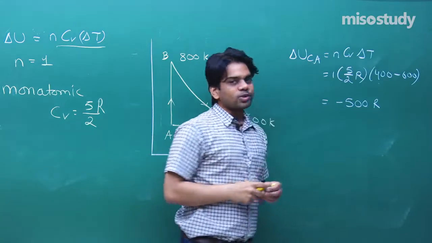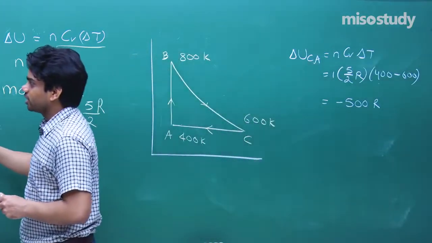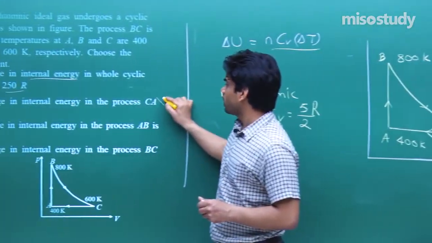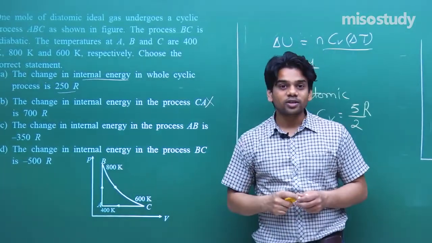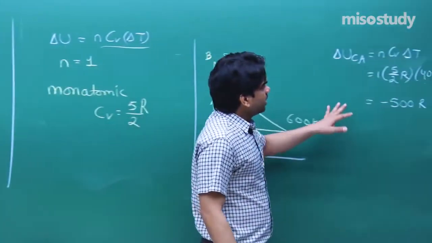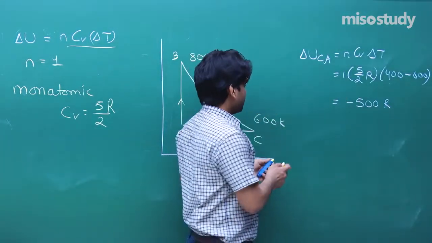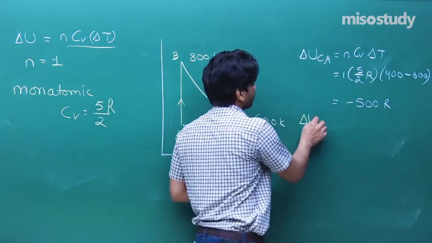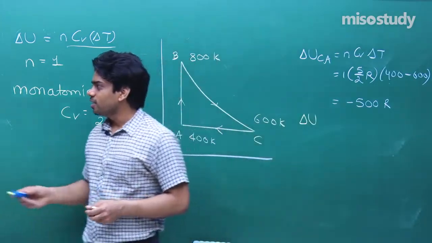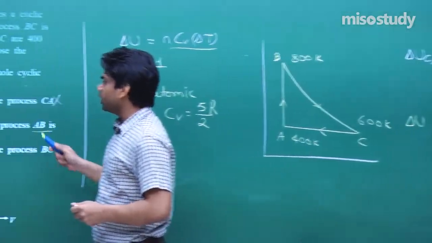So I believe that the second option you can clearly eliminate. The change in internal energy in process C to A is 700 R, no, it's minus 500 R, that is what we can see. This is negative, 400 minus 600, so clearly negative will be the answer. Next, option number C, the change in internal energy in the process AB is minus 350 R.